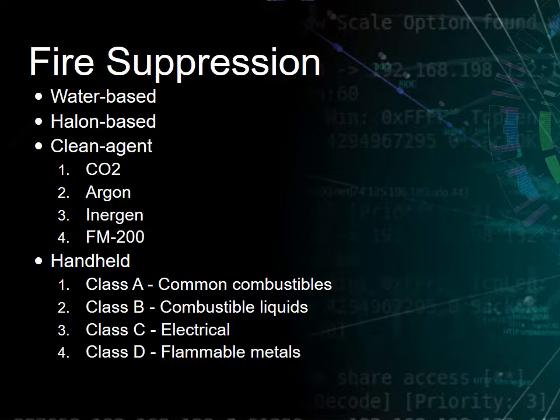And then finally, there's handheld. These are the things you're used to seeing around a building that you can use to put out fires. There are four classes. Class A is common combustibles, which you're going to see in most places. B is combustible liquids. These you might see in a kitchen or at a fueling point, or maybe next to a generator. C is electrical. This is what you should have in your data center for a handheld. And D is flammable metals, which chances are you're not going to need.